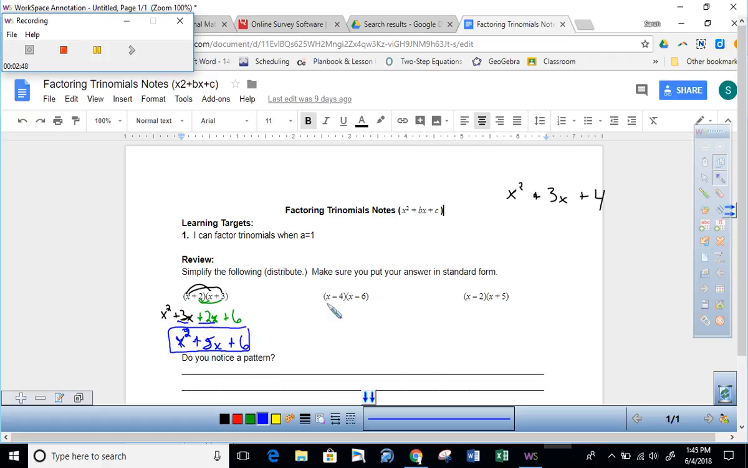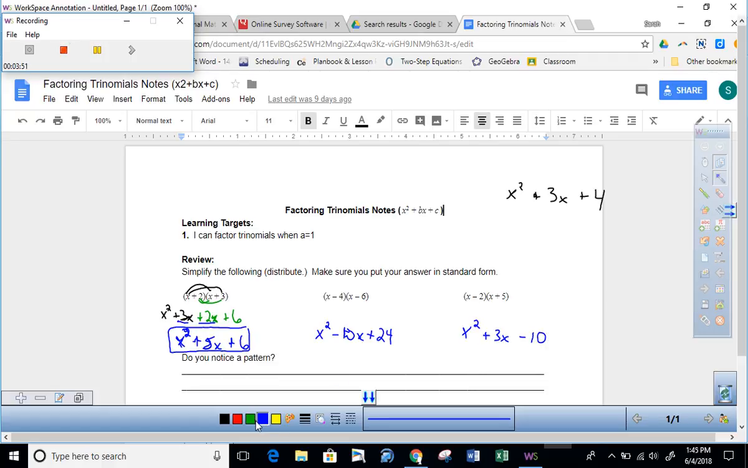I'm hoping when you did this out, for an answer here, you got x squared minus 10x plus 24. I'm hoping over here, when you took the time to do it, because we all know it's way different when the teacher does it for you than when you do it yourself, it stays in your brain much more when you do it, you got x squared plus 3x minus 10.